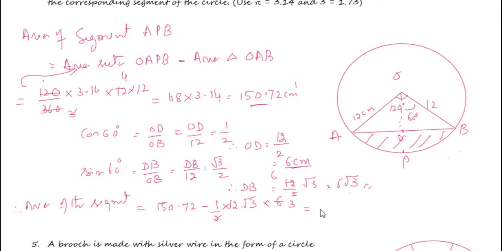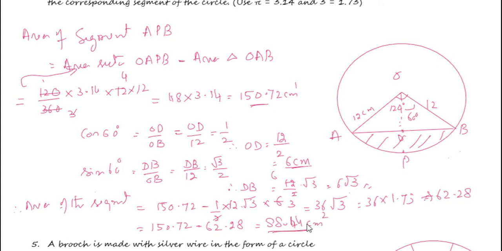So this becomes 36 root 3 is 36 into 1.73. This comes to 62.28. So here it is 150.72 minus 62.28, that is equal to 88.44 centimeter square. This is the area of this segment.